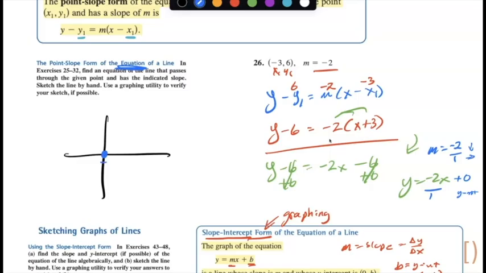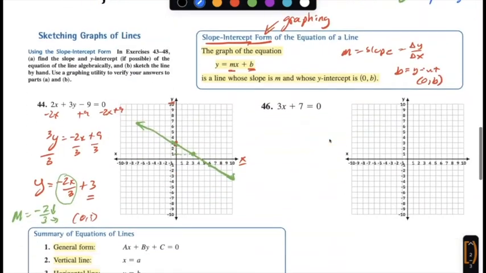Lots of negative slopes today. I'm going to go down 2 over 1. Connect those, and there's your graph. Okay, let's grab this one before I'm done.